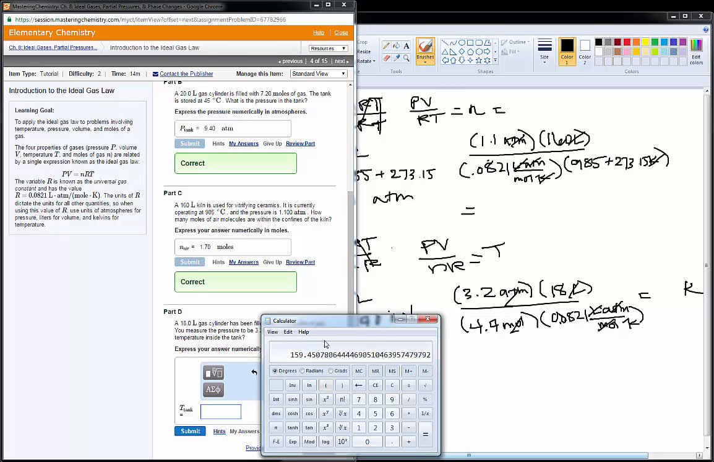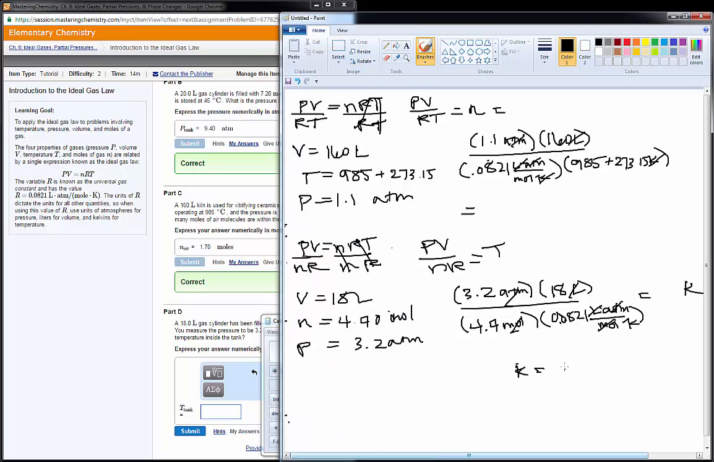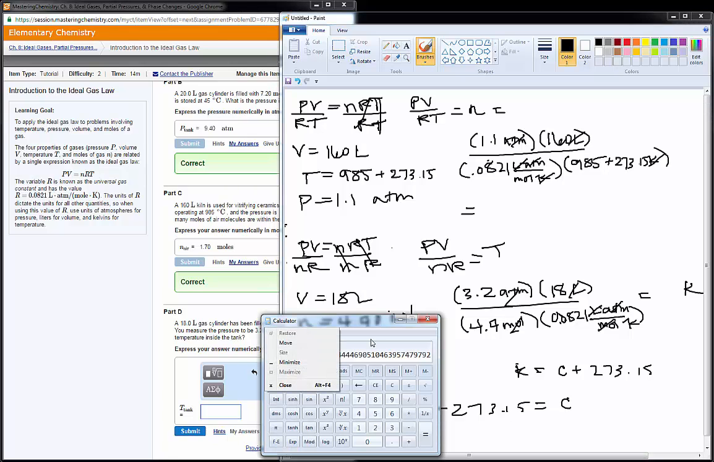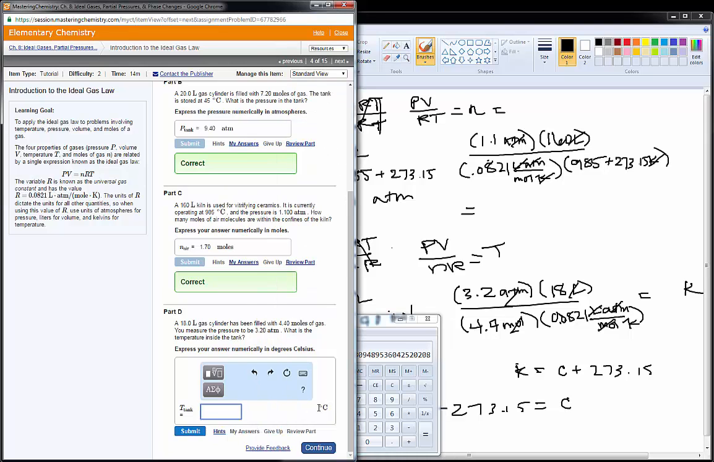So if this is the Kelvin temperature, then I need to subtract 273.15, right? Because again, Kelvin equals Celsius plus 273.15. That's what we've been doing throughout. So now if I know my Kelvin, then my Celsius equals the Kelvin minus 273.15. So here we go. That's my Kelvin temperature minus 273.15 gives me a Celsius temperature of negative 113 or negative 114 degrees Celsius.